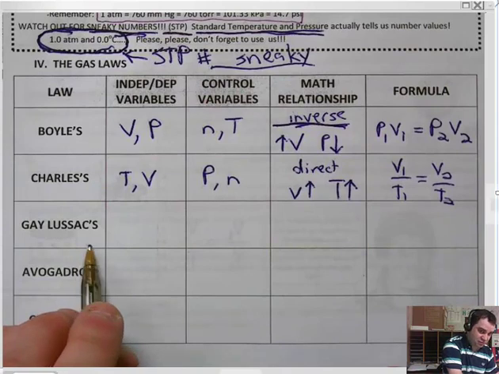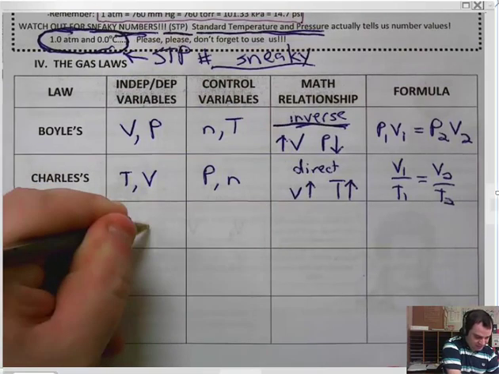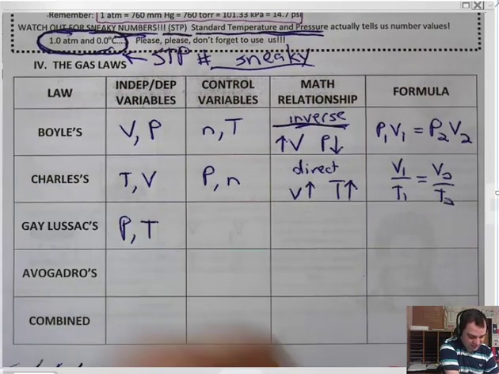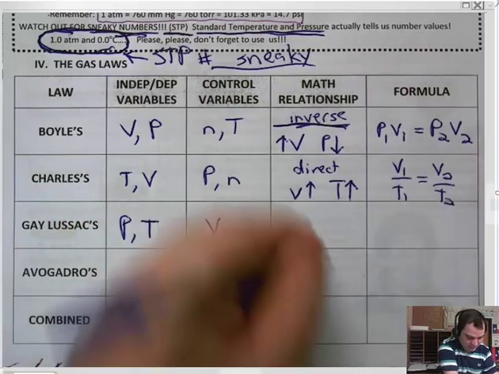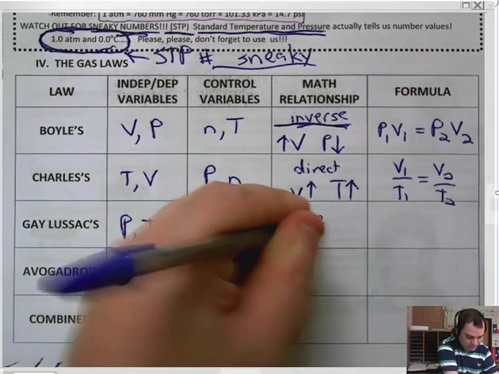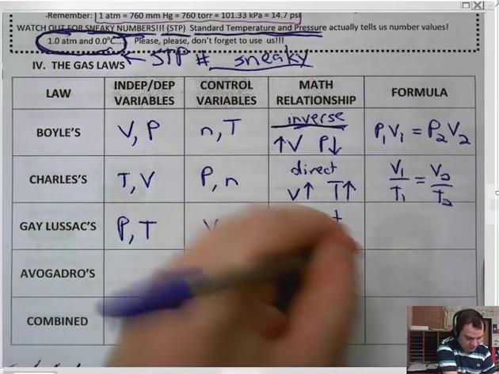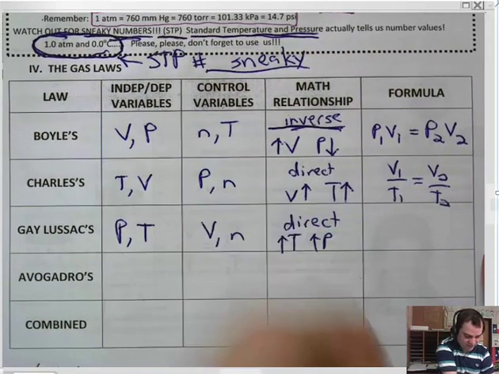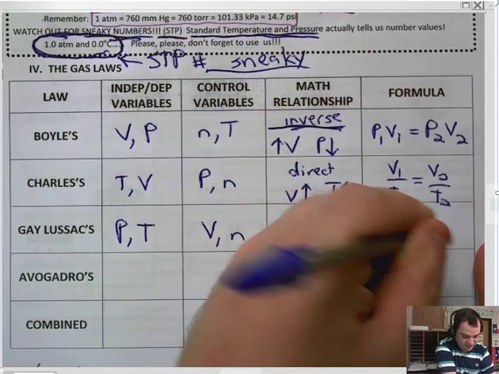Guy-Lussac's law. He's French, just so you know. Guy-Lussac was the P and T person, which means he kept V and N constant. This is a direct relationship, meaning if the temperature goes up, the pressure goes up, or vice versa. P1 over T1 equals P2 over T2.